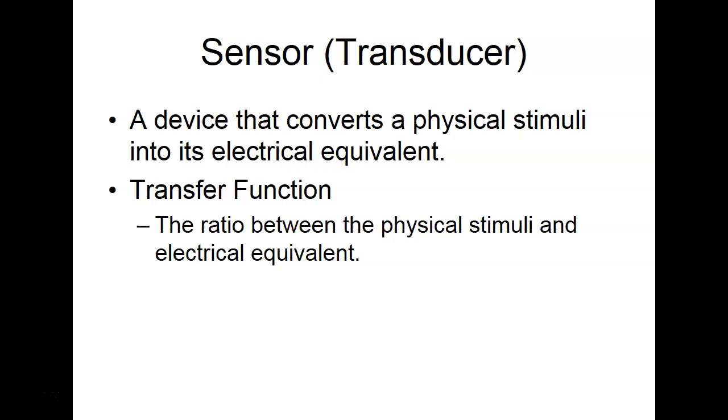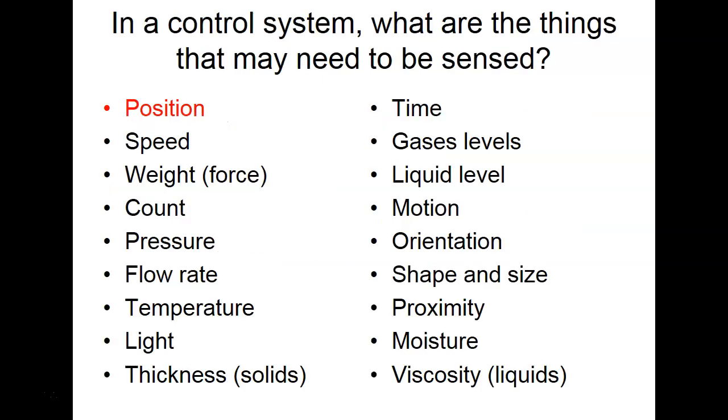Okay, hopefully we understand what a sensor is now. We know that a sensor is a transducer, but a transducer doesn't have to be a sensor. It converts a physical stimulus into its electrical equivalent. The transfer function, which we'll play around with a little, is the ratio between the physical stimulus and the electrical equivalent, which we'll have to understand if we really want to understand sensors. So this is the first one, position sensors.